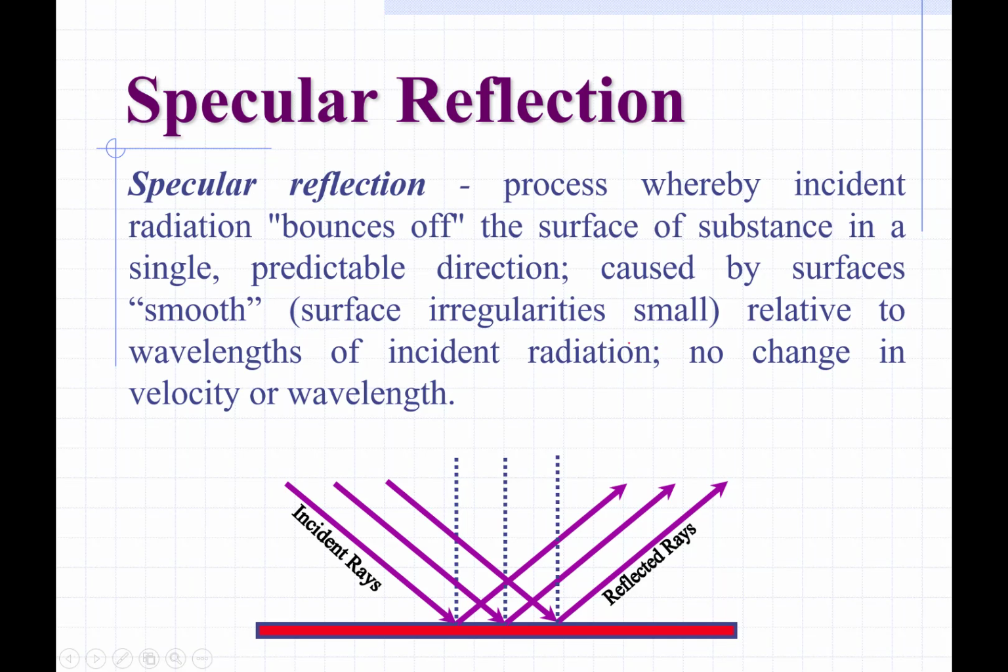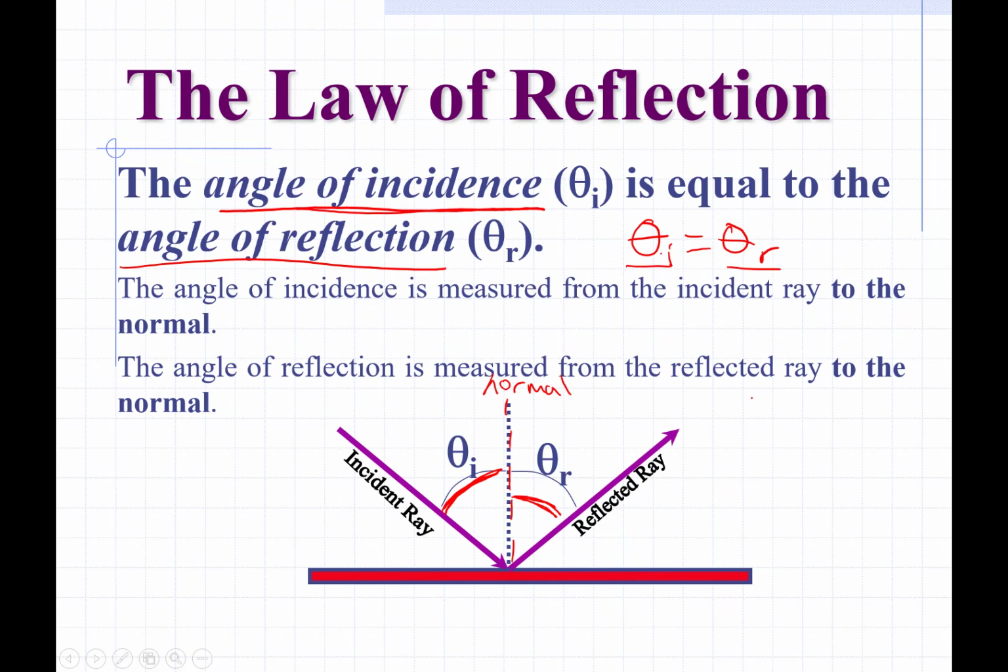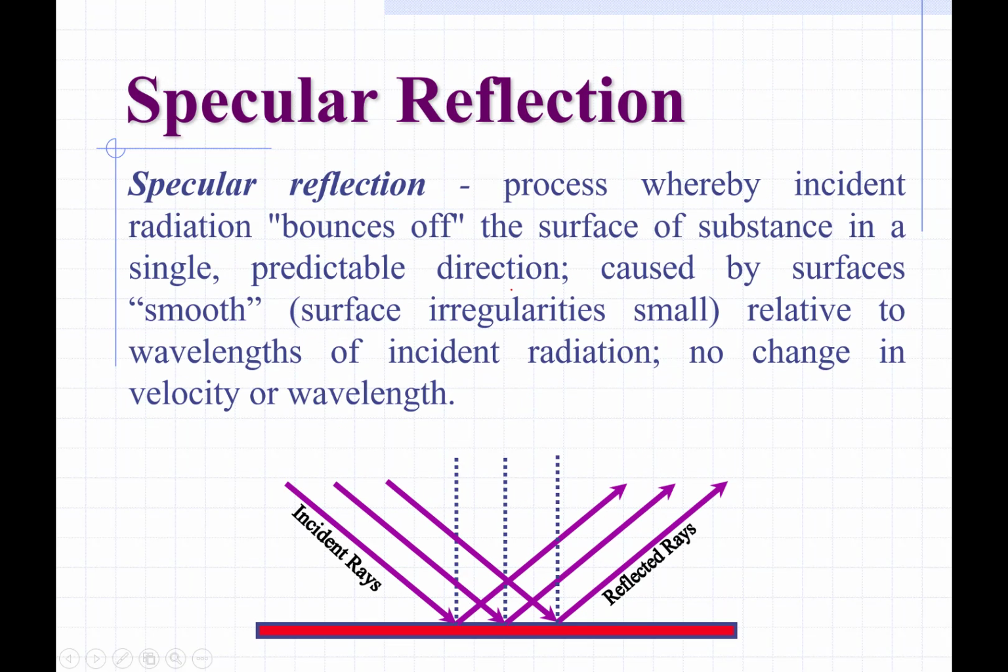There are two types of reflection. The first is specular reflection, which is what we get when you look in a mirror. And that is what happens when all of the incident radiation coming from one direction bounces off in one direction as well. And it's really just what happens when waves reflect off of a very smooth surface.